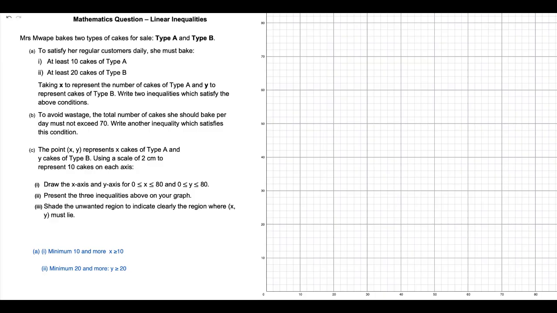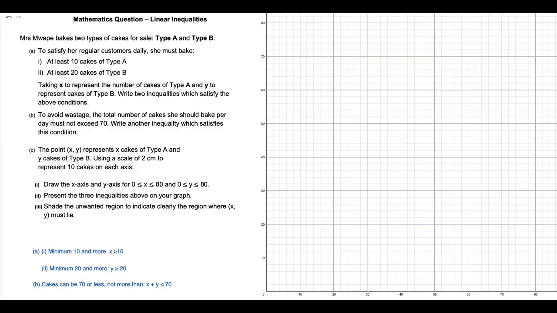Therefore, we have an inequality which is X plus Y less than or equal to 70. So this is the inequality here. So X plus Y is equal to 70 or less than 70. So that is to avoid wastage.